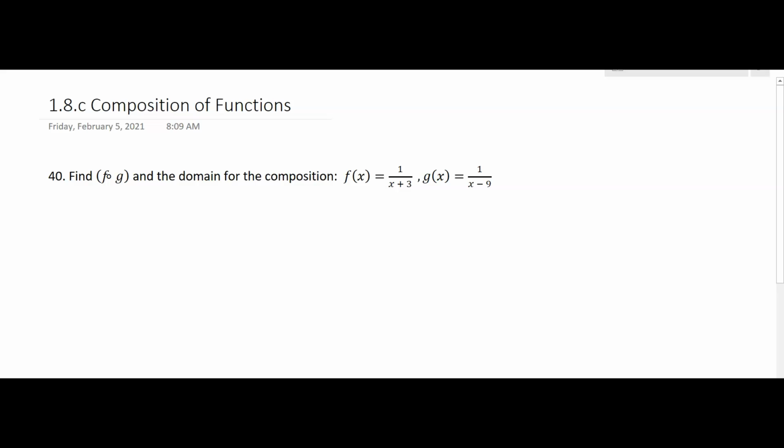So in this video, we're going to do a composition of functions. Now, I don't think I picked necessarily the most difficult problem, but I thought this one might be a little tricky to write out. So they ask us to find f compose g. If you want to write that as f of g of x, you can write it that way. Okay, so I'm going to be taking g of x and putting it in right there.